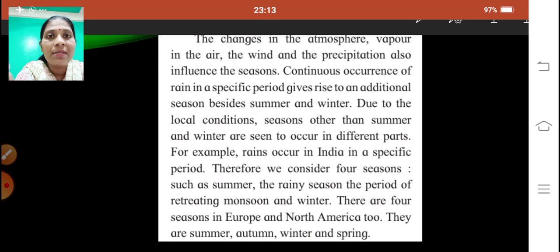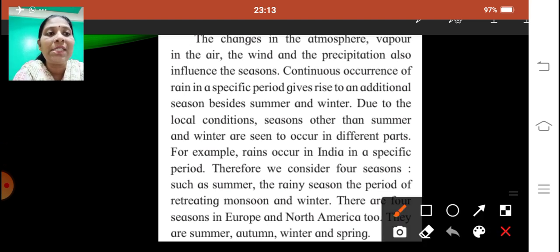Rains occur in India in a specific period. Therefore, we consider four seasons: summer, the rainy season, the period of the retreating monsoon, and winter. So there are four seasons in India. These four seasons are based on the rain occurring in India in a specific period.